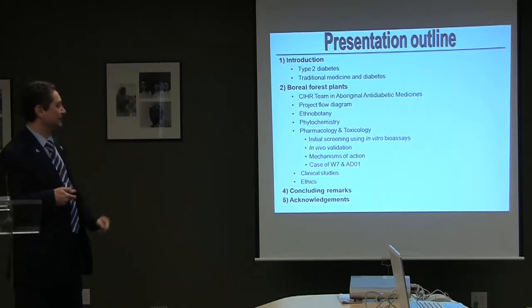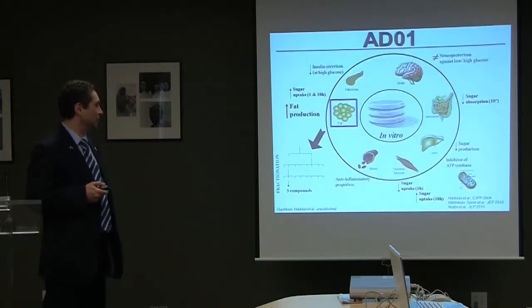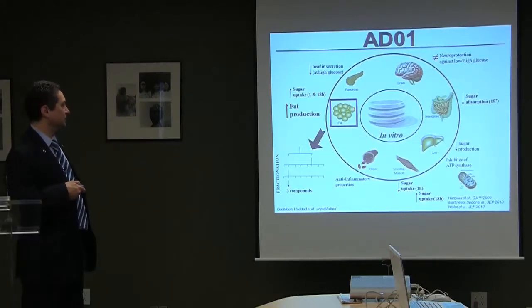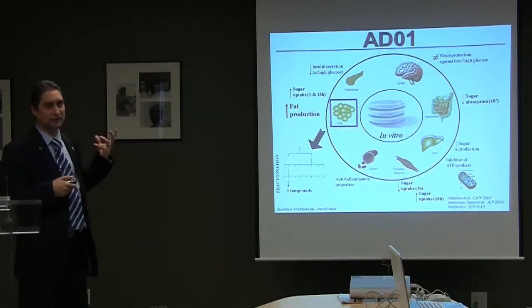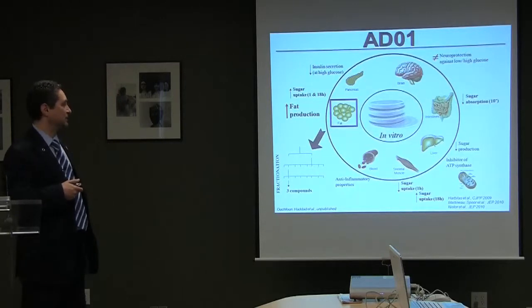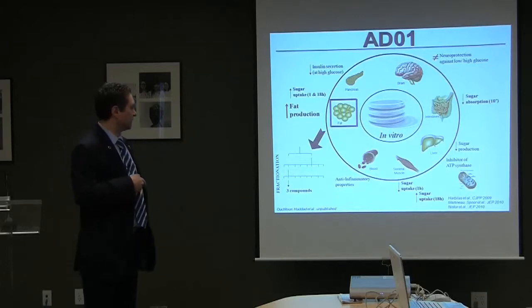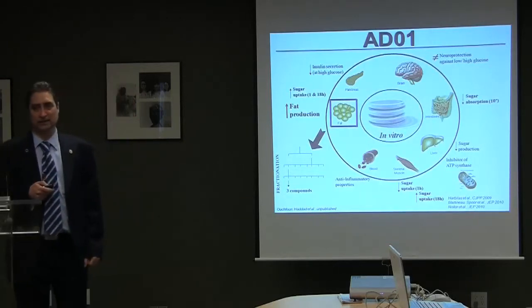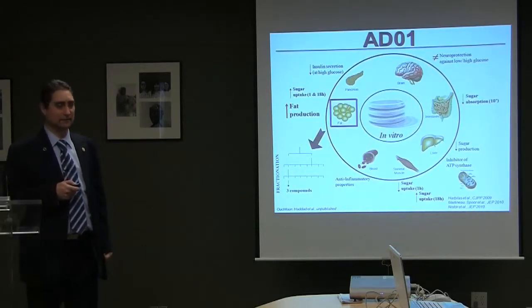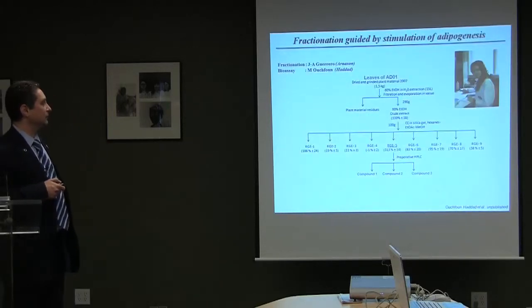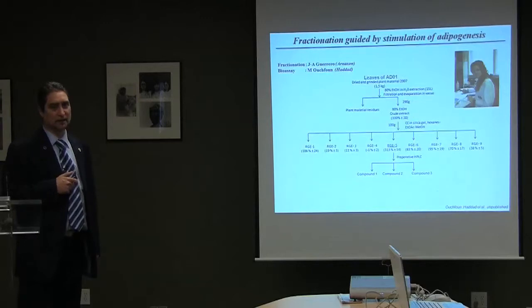Okay, so that was W7. Let me give you another example, AD01. So remember, I showed you this was one of the plants that was increasing the production of fat. So this is the good fat, the good effect, which increases the sensitivity to insulin. So now I'll give you an example of the fractionation that I mentioned to you, how we identify some of the active principles. So this is the work of Miriam Ushfun in my laboratory, a master's student that just finished, and Jose Antonio Guerrero, a postdoctoral fellow in phytochemistry.